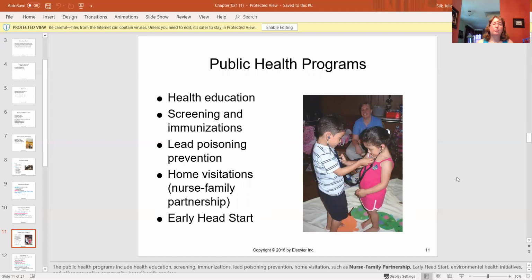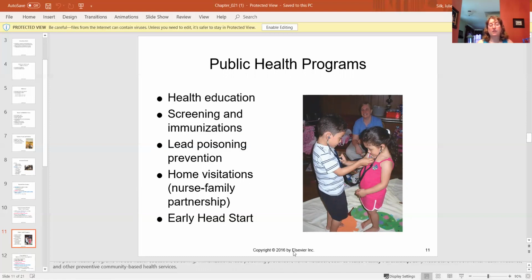So with public health programs, they do a lot of health education, screening and immunization. They look at lead poisoning prevention, home visitations. So they look at the nurse family partnership, and then early Head Start is another one. So public health programs include all of those things. And they're very helpful in certain communities for sure.